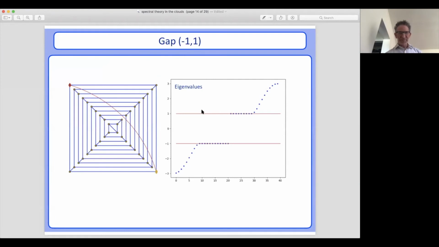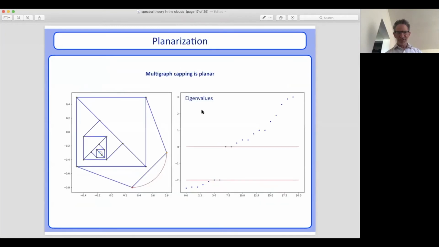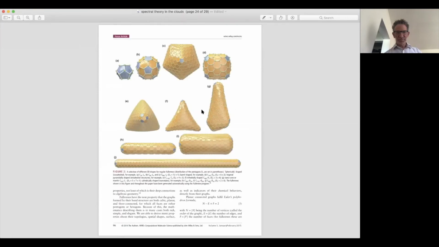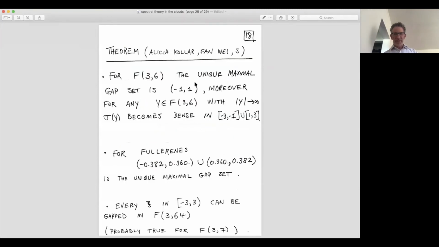as you can see, in the middle there, it's got some triangles. So this is not a Fullerene, and that becomes a trickier question. So there's a unique maximum. Things become very rigid. The only gap you can create is -1, 1. That's the biggest gap you can create. The spectrum has to become dense between -3 and -1 and 1 and 3 if the number of vertices goes to infinity. So we've completely rigidified except for this interval.